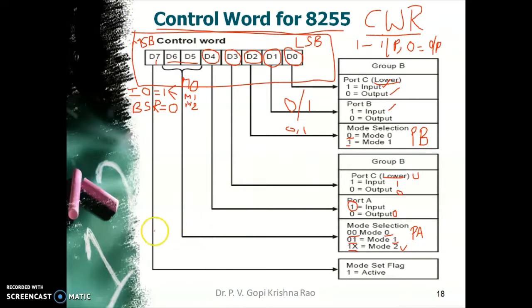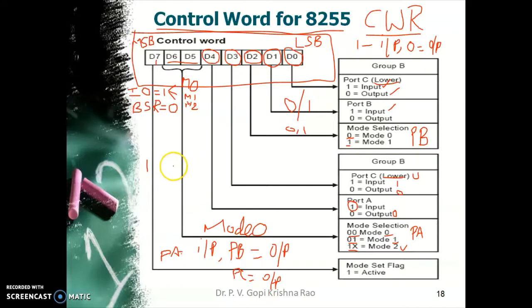So let us consider an example. We want to define port A as input, port B as output, and also port C as output in mode 0 of operation for all the ports. So what will be the structure of it? As we are performing an IO based operation, D7 will be equal to 1.